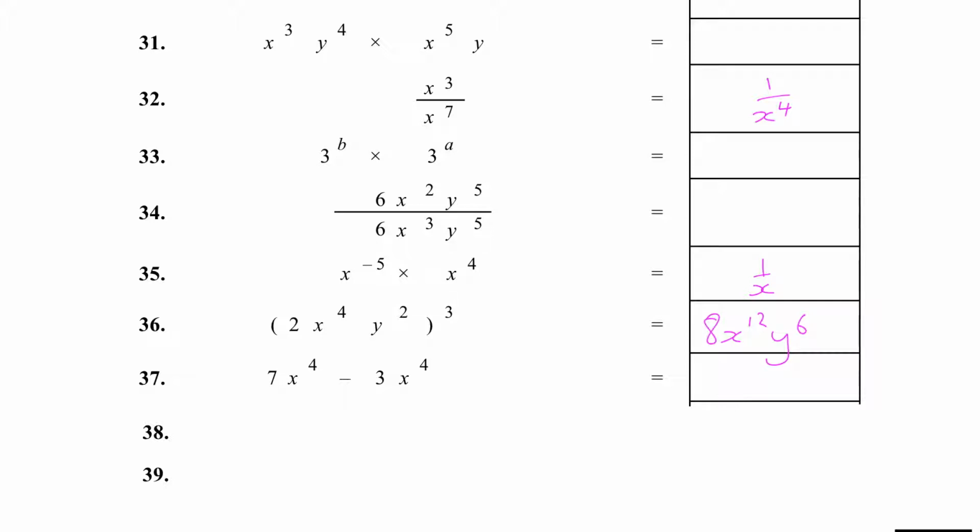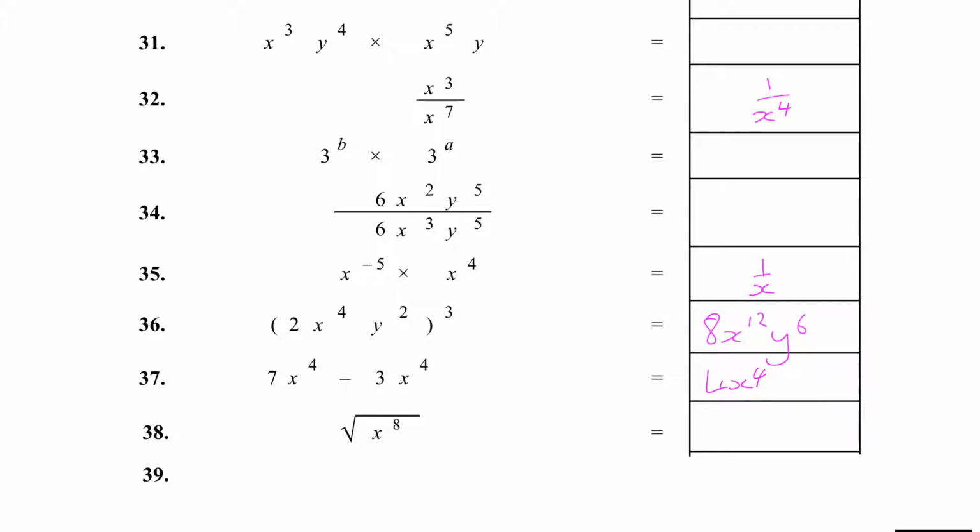Question 37 looks a bit trickier than it really should be, because all we're looking at is like terms. We've got 7x to the 4 minus 3x to the 4. How many x to the 4s do we have? Well, we've got 7 minus 3 of them. We've got 4x to the 4.